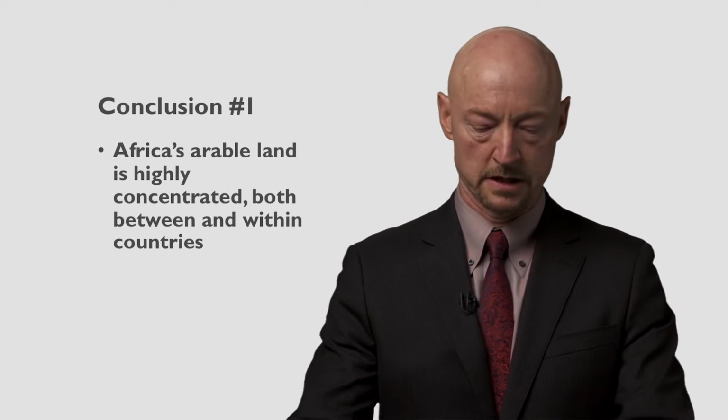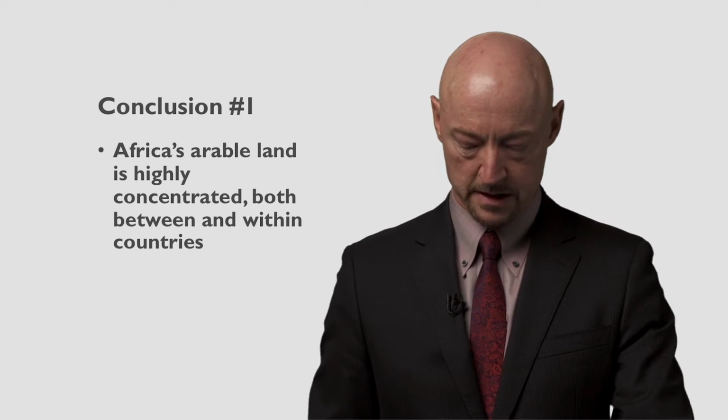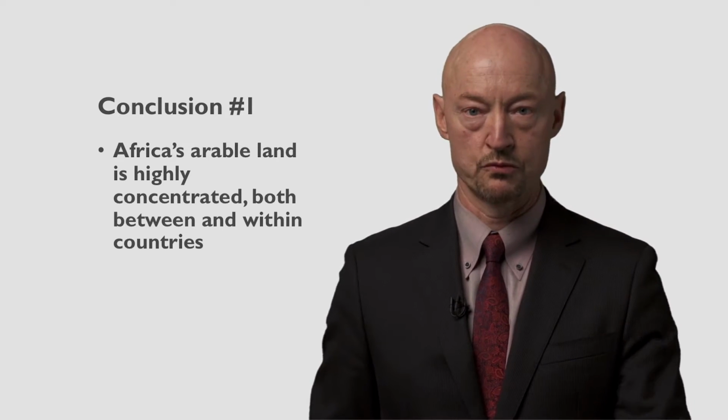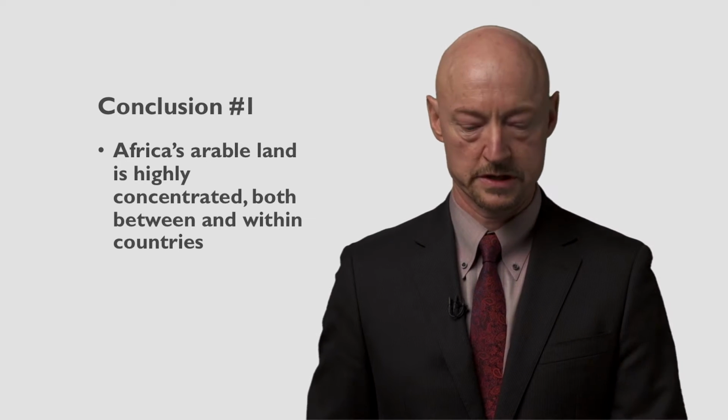Let me move now to the applied evidence. This is the second section of this talk. So conclusion number one is that even though Africa is commonly viewed as a land-abundant country, the remaining arable land is highly concentrated both within countries and between countries.